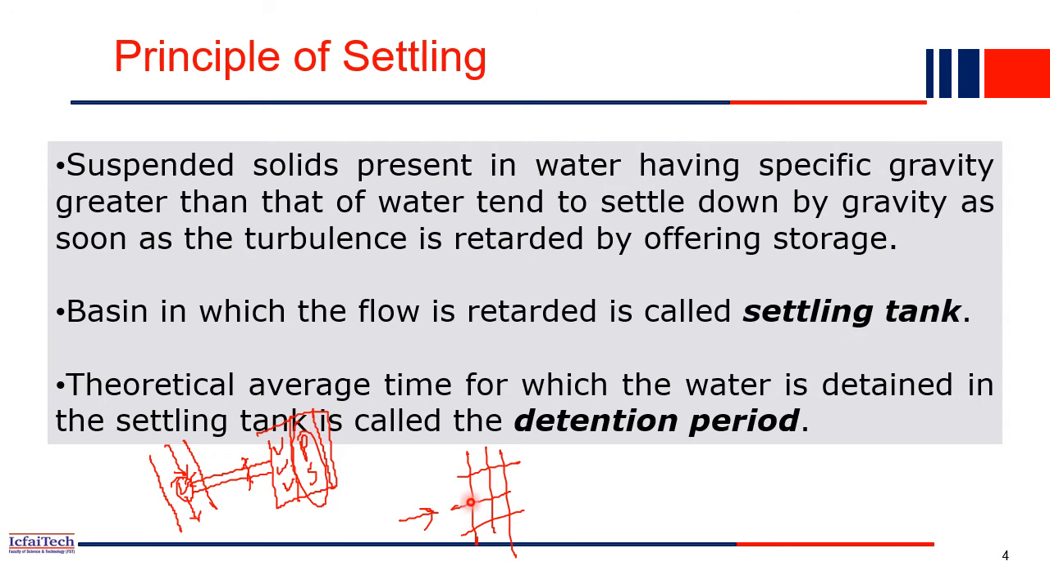So why do we provide this type of grids? Basically, large floating materials like big wooden logs or thermocol, big particles, will simply be retained in this large screen, which is installed before the aeration. The big particles with a dimension of more than 10 centimeters or so will simply be retained in this screen, and then the remaining water will go into aeration. After aeration, it will go to primary sedimentation.